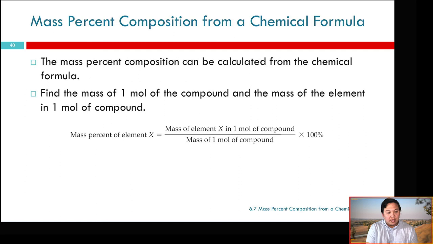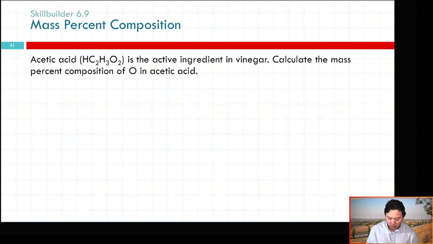We can calculate this mass percent composition from the chemical formula. So you find the mass of 1 mole of the compound and the mass of the element in 1 mole of the compound. So we have acetic acid. We'll calculate the mass of acetic acid, and then we'll calculate the mass of oxygen in acetic acid.